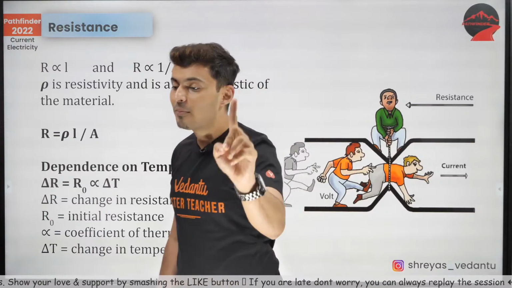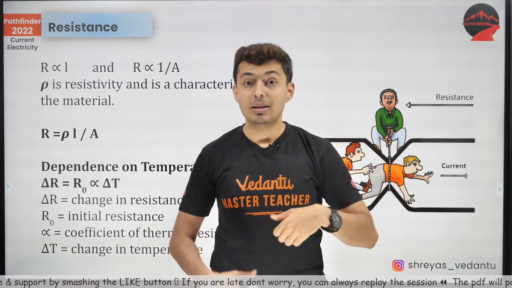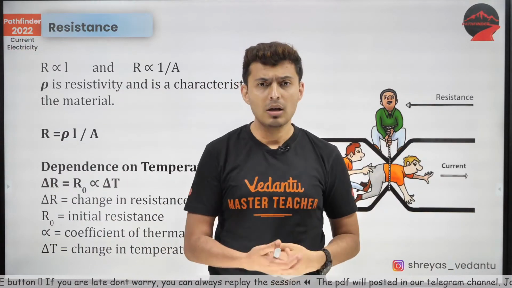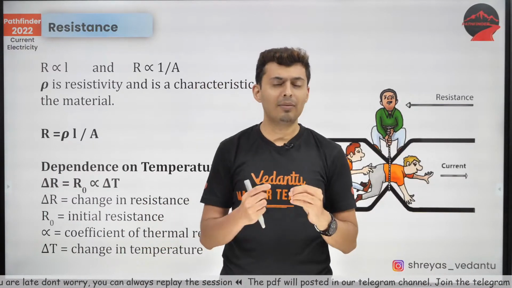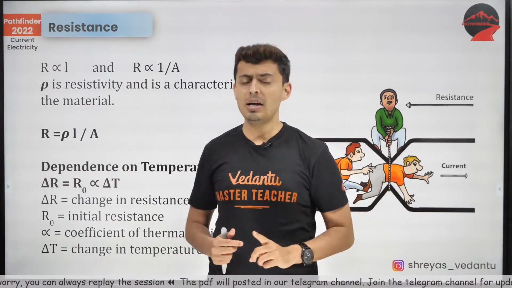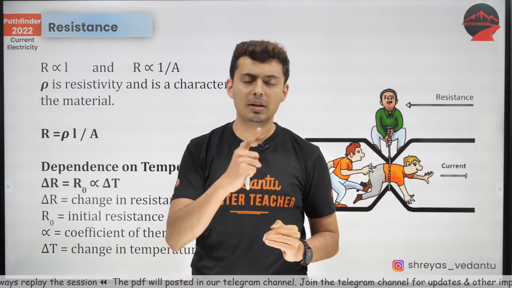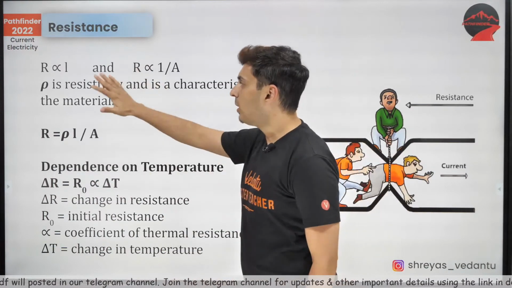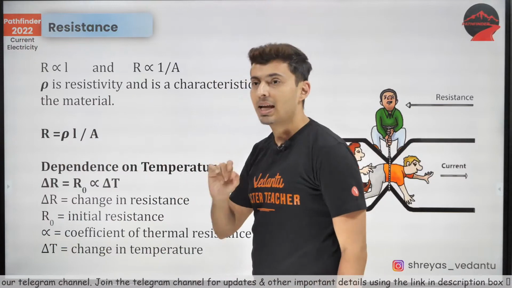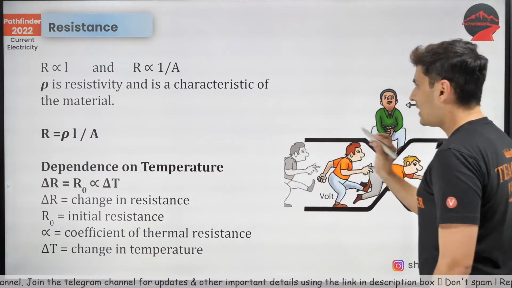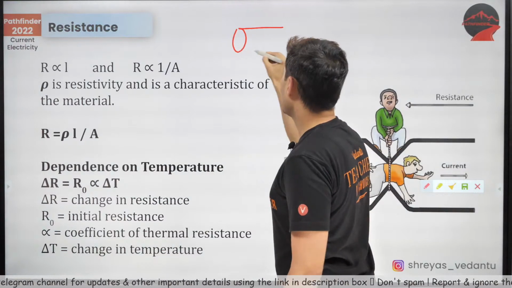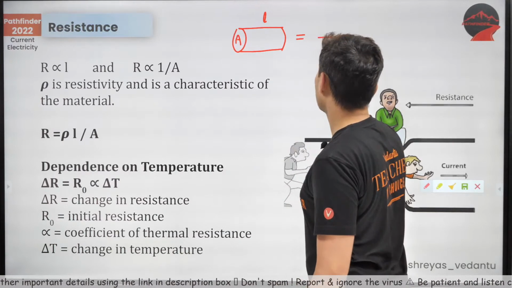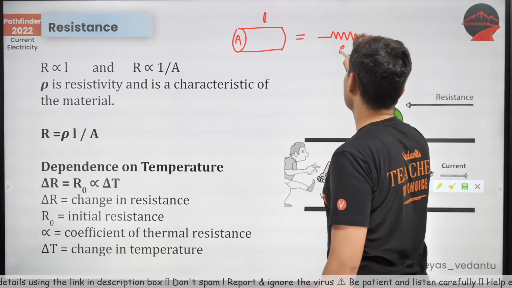Now this resistance completely depends on the material, as in whether it is made of copper, or some other material, maybe iron, maybe steel. Every material will have different resistance. The ones which have less resistance are called good conductors. The ones which have very large resistance are called bad conductors. And the formula for resistance is R = ρL/A. If you take any material, it will have a certain length and a certain area. The symbol for resistance, everybody knows, is this.